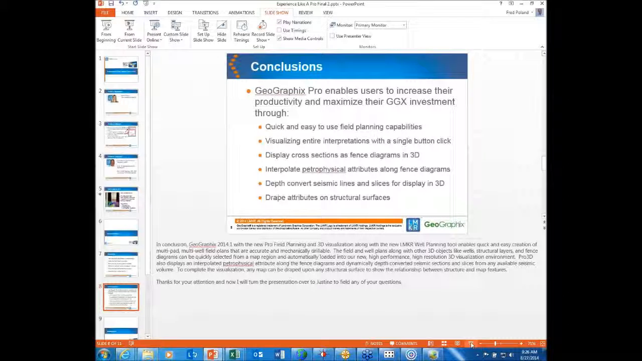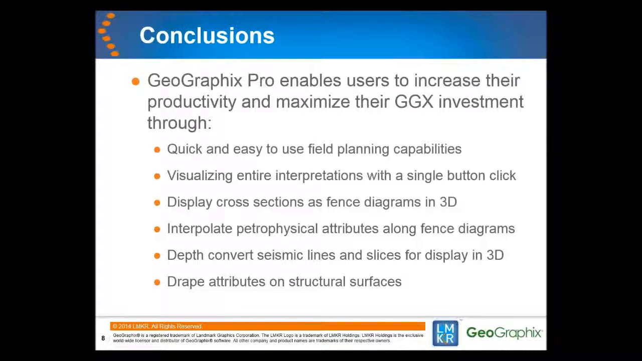Pro 3D also displays an interpolated petrophysical attribute along the fence diagrams and dynamically depth-converted seismic sections and slices from any available seismic volume. To complete the visualization, any map can be draped upon any structural surface to show the relationship between structure and map features.